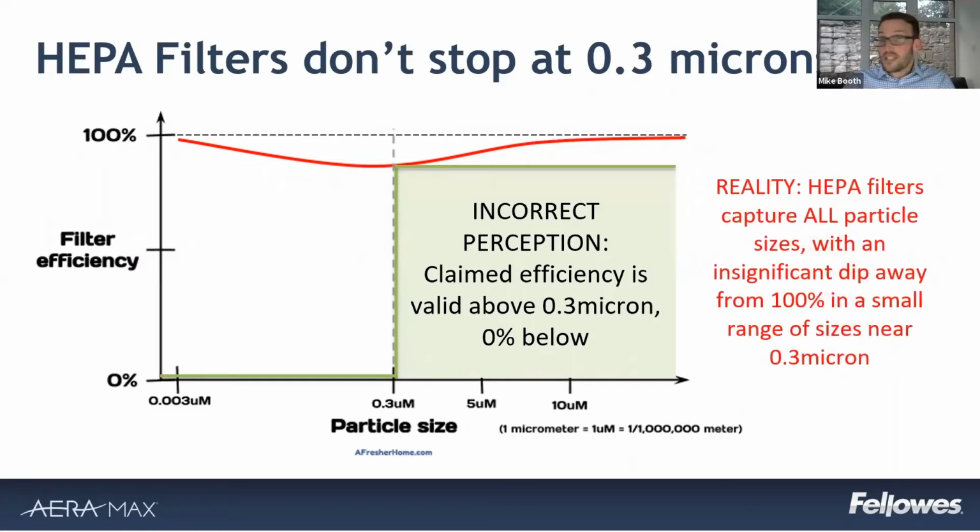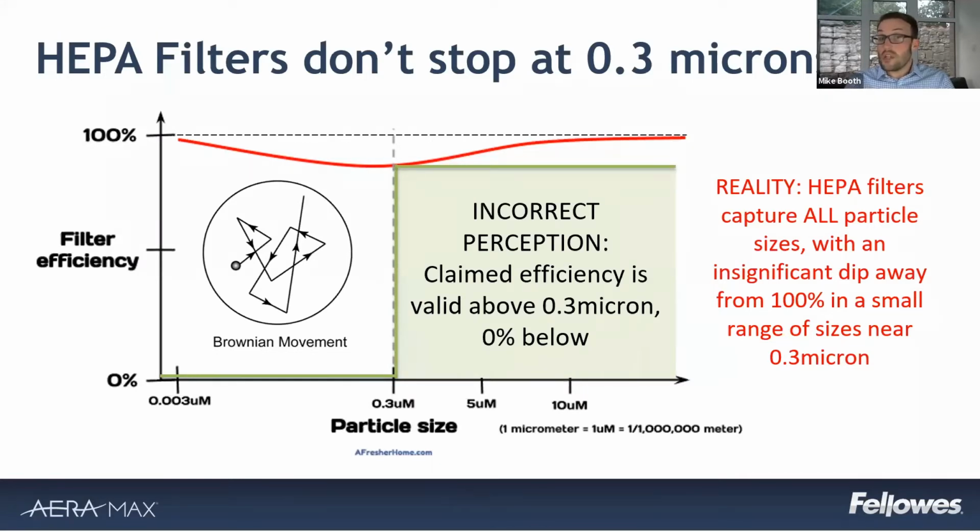So the reality is that HEPA filters do capture all particle sizes. There's an insignificant dip from 100% at the 0.3 micron size. It absolutely doesn't stop working at the 0.3 micron level. And the reason for this is a law called the Brownian movement, or the Brownian law. This is basically identifying that because of the size of particle that we're talking about, at the 0.3 micron particle size, things aren't moving in the air in a linear fashion. Things are moving in the air almost like pinballs, rebounding and bouncing off things left, right, and center. And this ultimately leads to the way that filters are able to capture or remove these types of issues from the air.